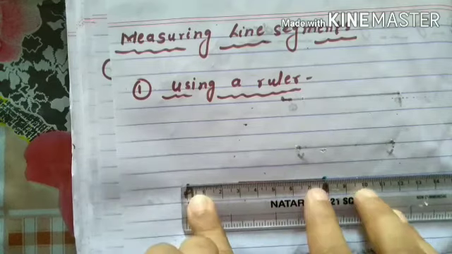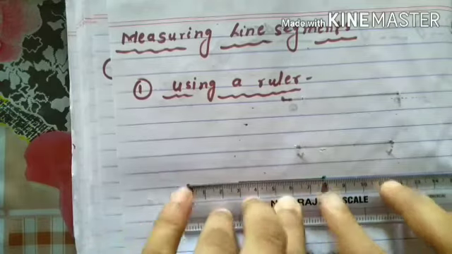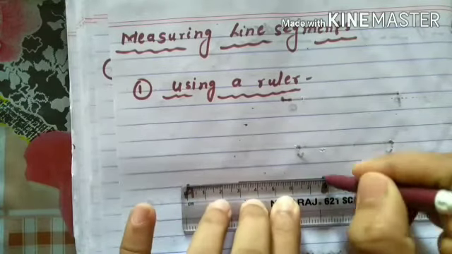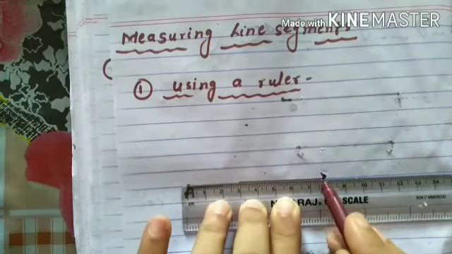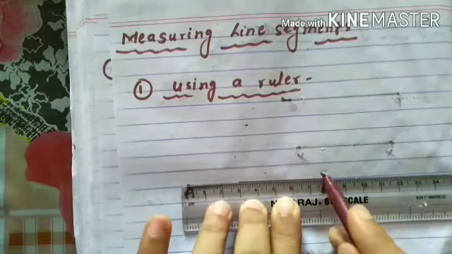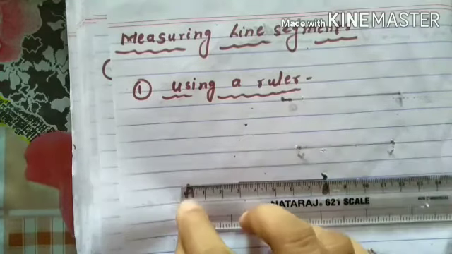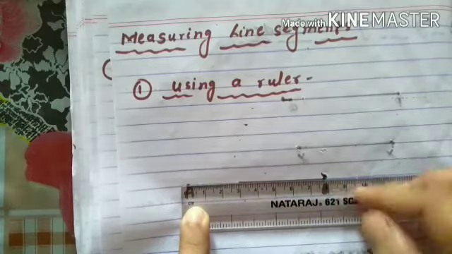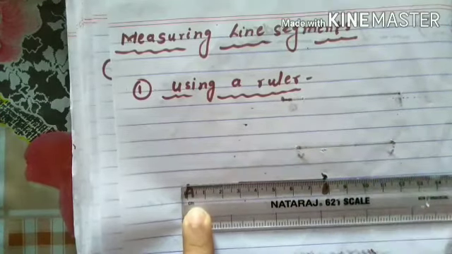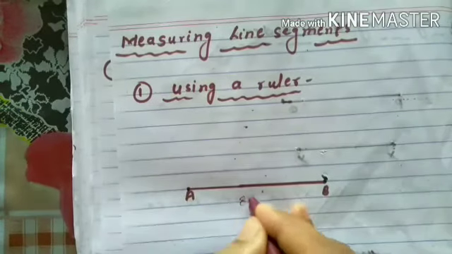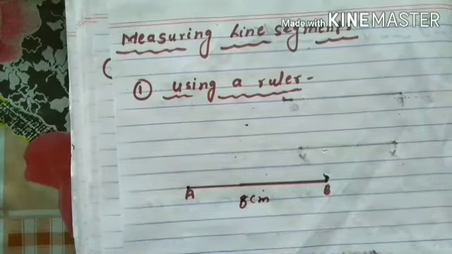Now read the mark on the ruler against point B. We have to read this. How much is it? 8. So what is the length of this line segment? We have to start from 0 and look at this end point, 8. So what is the length of this line segment? 8 centimeter.